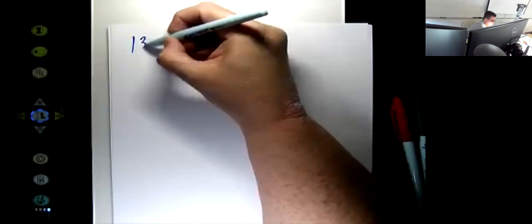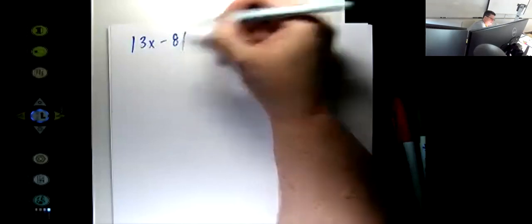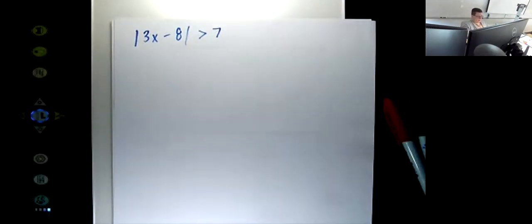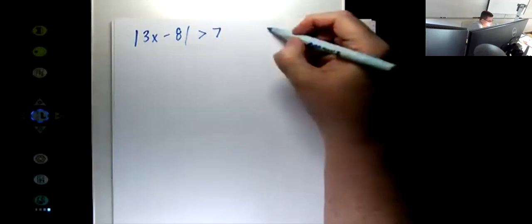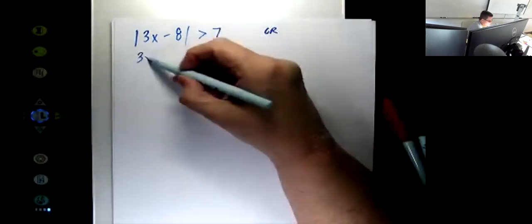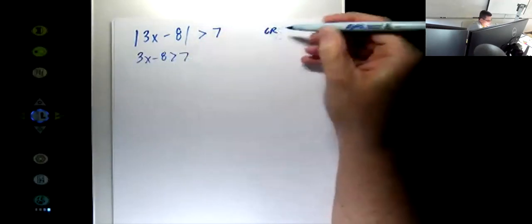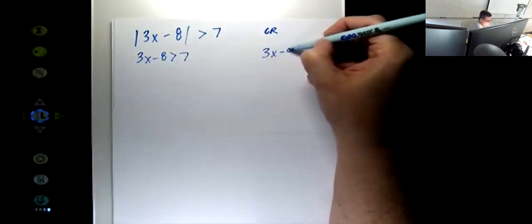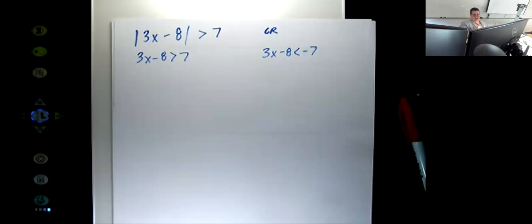Now try a greater than one. 3x minus 8 is greater than, oh, I don't know, 7. Greater is an or. So when you split it, it just makes 2. You keep the greater than 7 on one, and then you do less than -7 on the other. Change the sign and change the inequality.